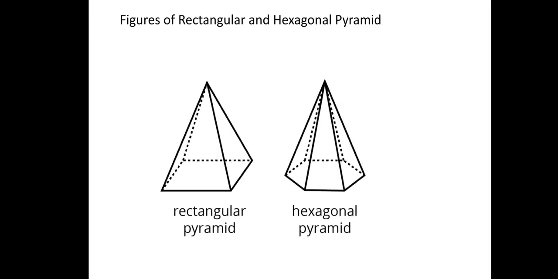Again, we can compare a rectangular pyramid and a hexagonal pyramid together. In the first figure, the base is a rectangle, lateral faces are triangles with a common vertex, so it will be named after its base, a rectangular pyramid. In the second one, the base is a hexagon, lateral faces are triangles with a common vertex, so that is a hexagonal pyramid. I hope prisms and pyramids, their definitions and various types are very clear to you.